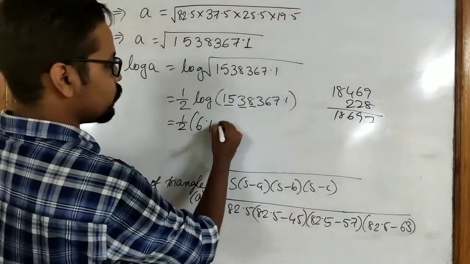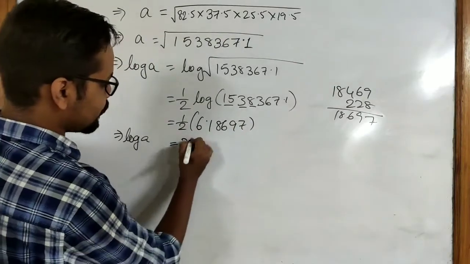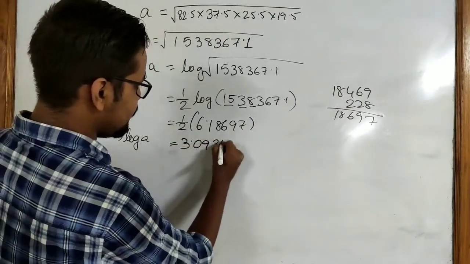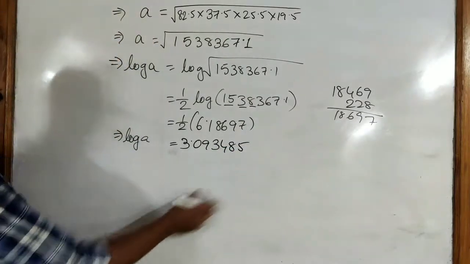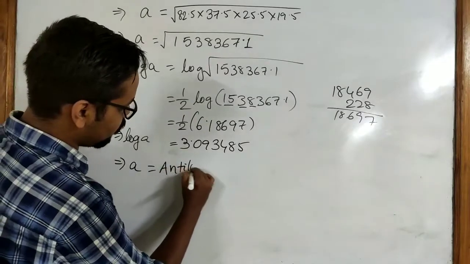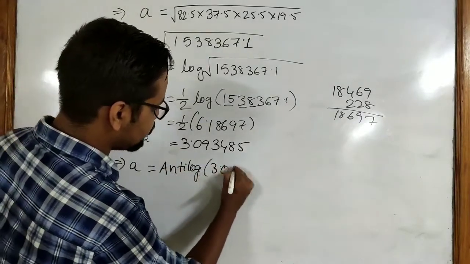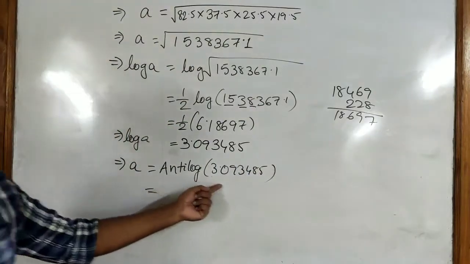So it is 6.18697. Going to have here is 3.0934, I guess 8 and then 5. So this is the value that we have. So now we need to find A equal to anti-log of 3.093485. So here this anti-log we have to find.